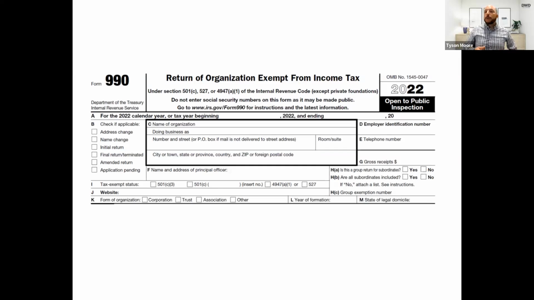If your organization moves or changes locations, we need to make sure that we're reporting that to the IRS. We do that on this form by checking the box at the top left corner, and then we use our current address on the address line.